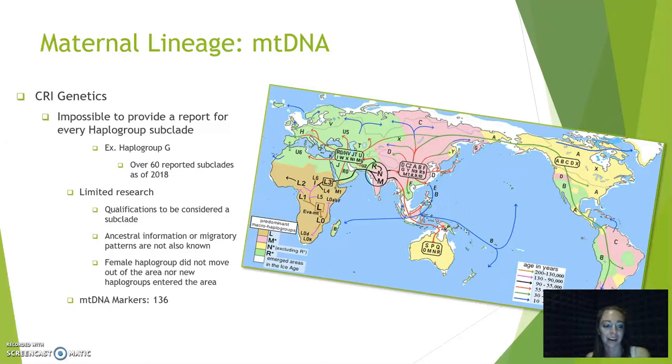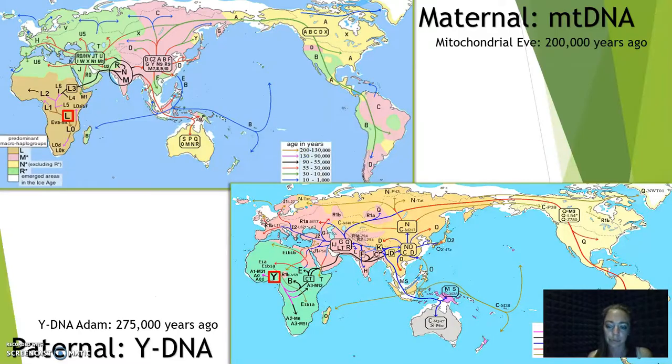In terms of markers, we use 136 to determine one's maternal haplogroup. And this is just an overview picture.